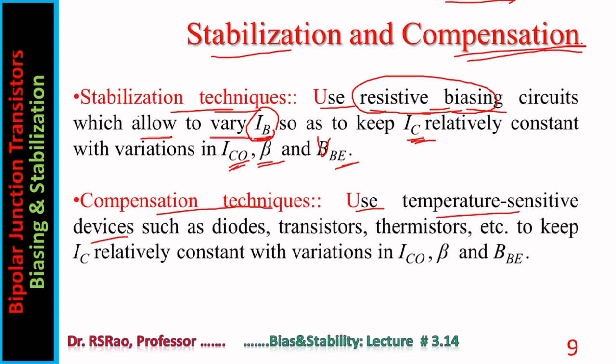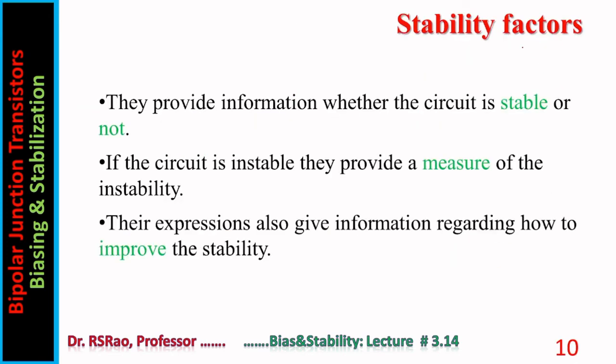Notice the difference between stabilization techniques and compensation techniques. Stabilization techniques use resistive circuits, whereas compensation techniques use temperature sensitive devices like diodes, transistors, thermistors, etc., to keep IC relatively constant with variations in IC naught, beta and VBE.